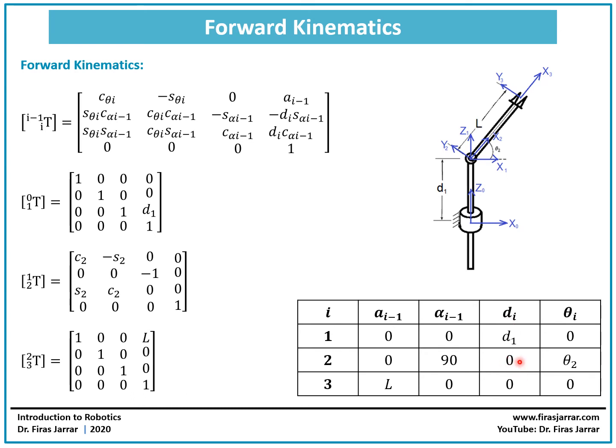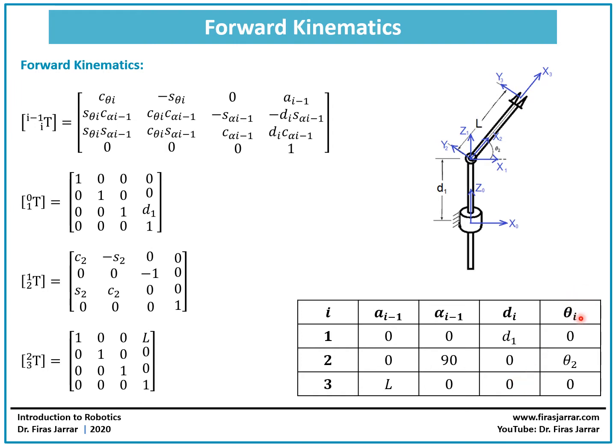And D3 is the perpendicular distance along Z3 between X2 and X3, and this is going to be equal to 0 because they are both collinear and parallel and intersect at the same point along Z3. So this is going to be 0 here.